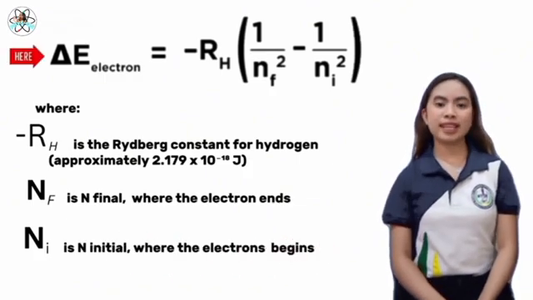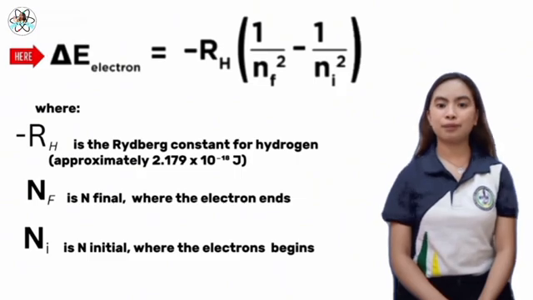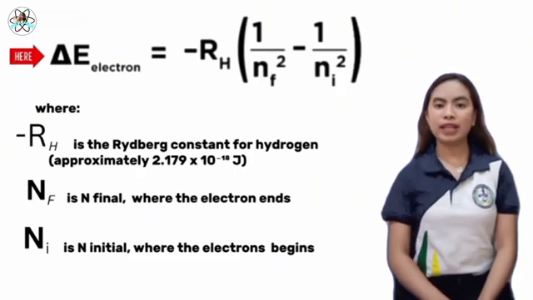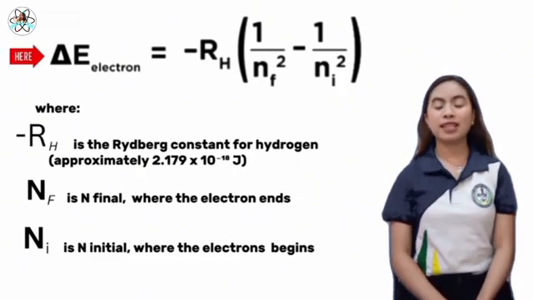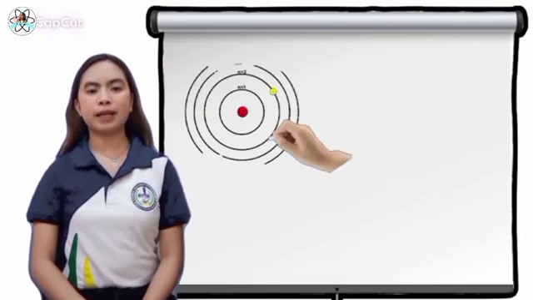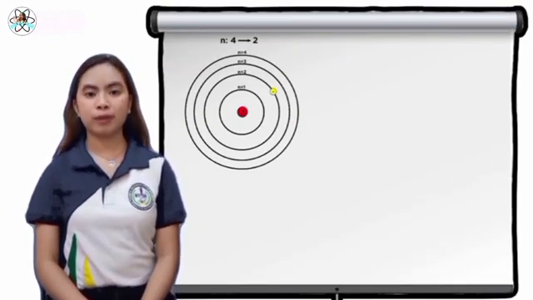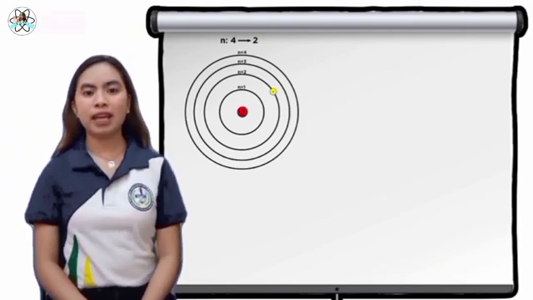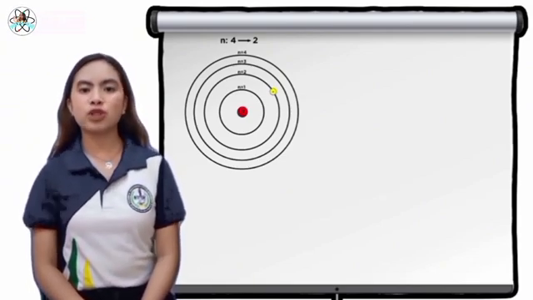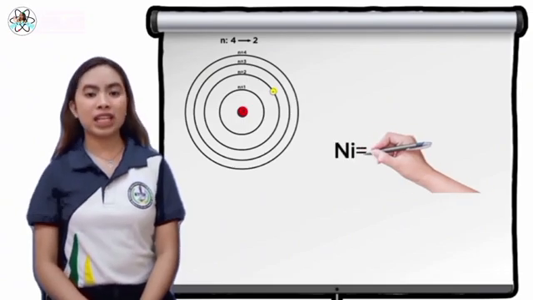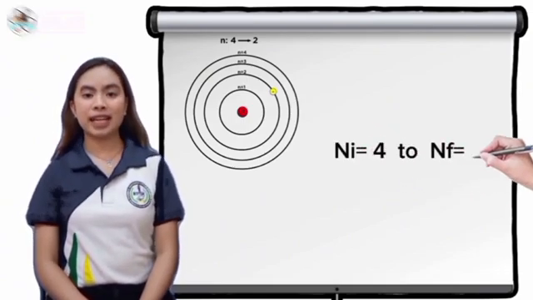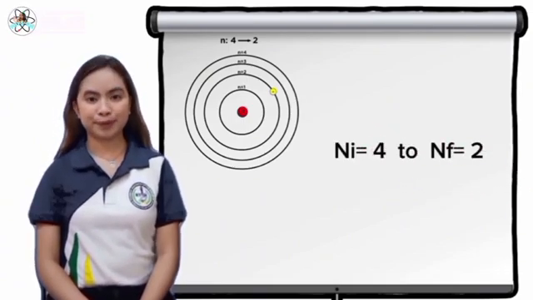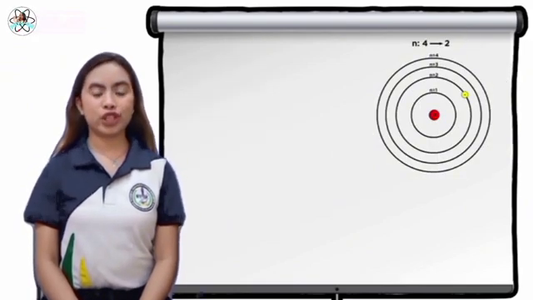begins. Using this equation, we can predict the wavelengths of the photon associated with any possible transition for the hydrogen atom. Let's try this sample problem in transition from 4 to 2. Let's do it step by step so that you can understand it clearly. In this specific example, the electron transition from N initial is equal to 4 to N final is equal to 2. Let's now calculate the energy change.